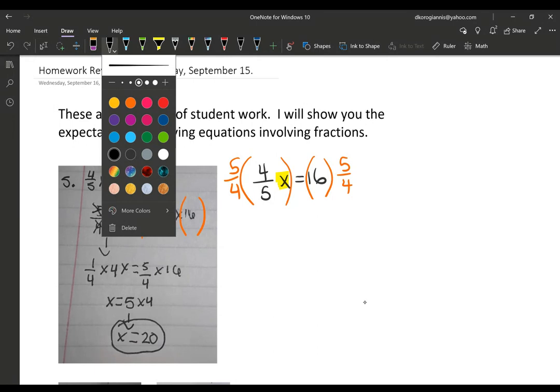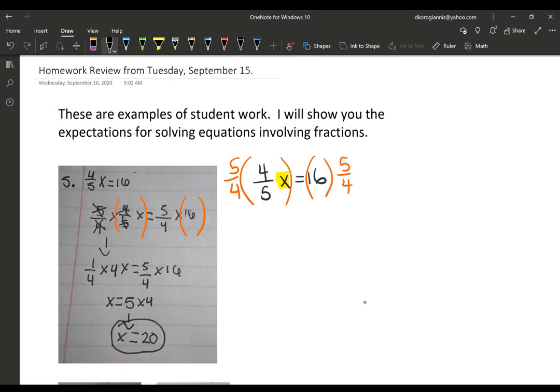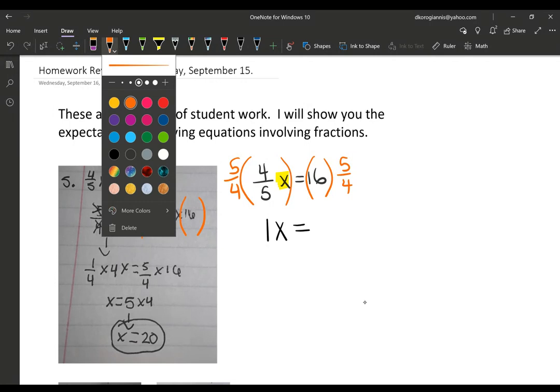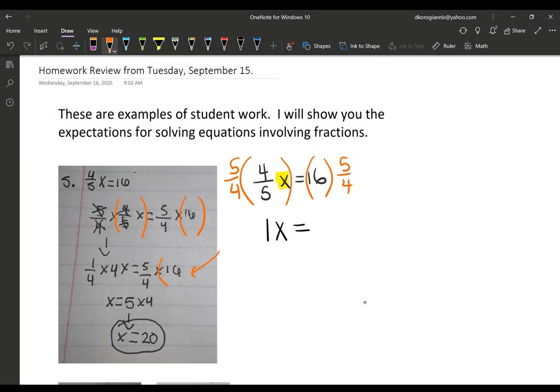Now the student was correct from there on forward. So 5/4 times 4/5 gives us 1x, and it's equal to, and the student did it right here as well, 5/4 times 16, but we'd like parentheses there. Actually, I'm not quite sure what this is, because if they did this part, then it just goes to 1x. So we've got some mistakes right there too.